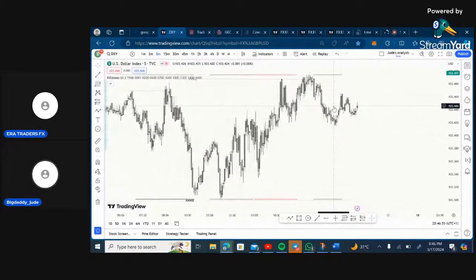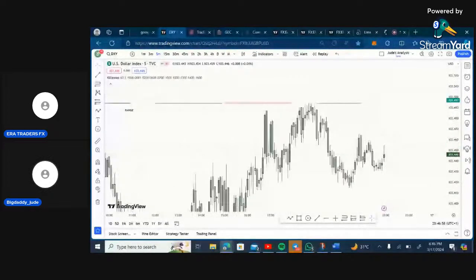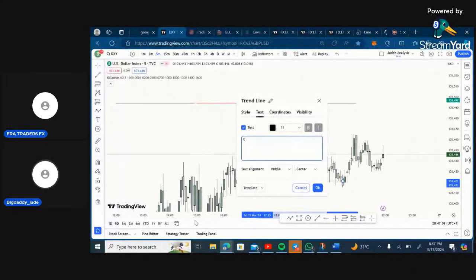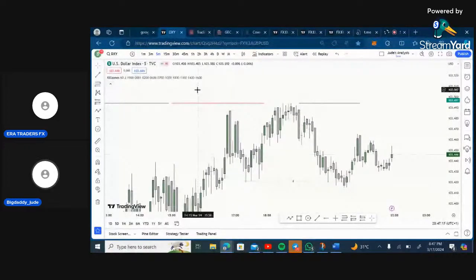Although you might want to see something of this manner after a sweep of this Asian range liquidity to the upside, right? You might want to see a reversal pattern, right? So price swept this low right here, swept it. So this might be your change of character. Don't forget you're counter trading, so you have to be careful right here. And you have this nice order block right here.